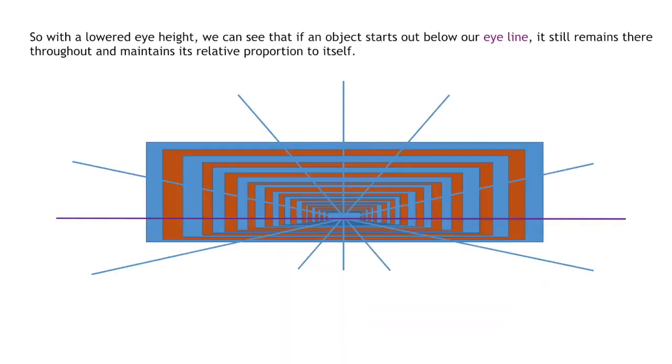So with the lowered eye height, we can see that if an object starts out below our eye line, it still remains there throughout and maintains its relative proportion to itself. Here's our box moving away from us, and we've got it very close to the eye line starting out, but you'll see it never goes above the eye line. It is always below the eye line. It just gets smaller and smaller. Hopefully that makes sense. If you also note, it's stratified along these potential orthogonal lines.